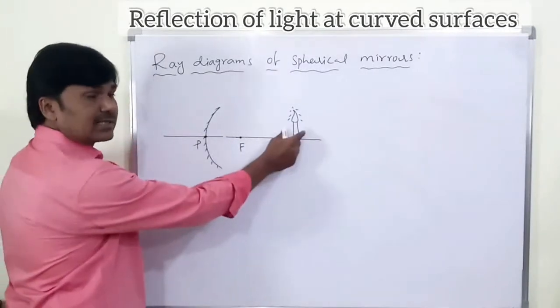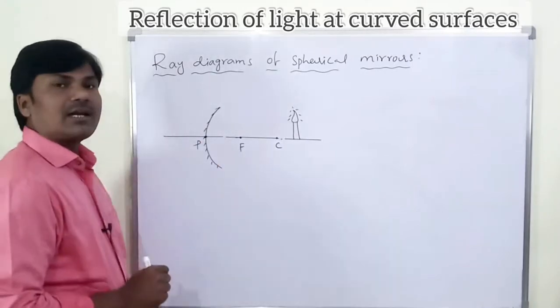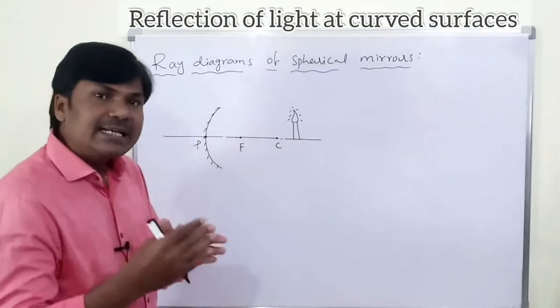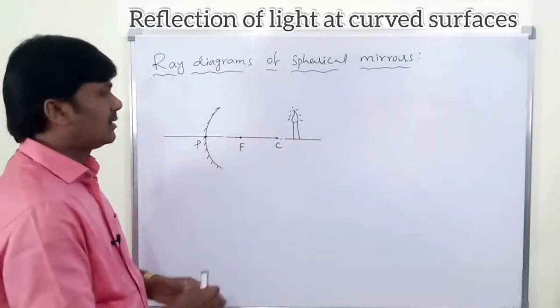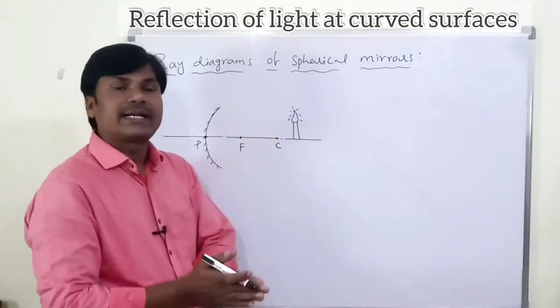The candle is nothing but an object. We have to draw its image by this concave mirror. How to draw it? To draw this, we need at least 2 light rays, isn't it? In the previous case, we took 2 light rays. Here too, we need at least 2 light rays.